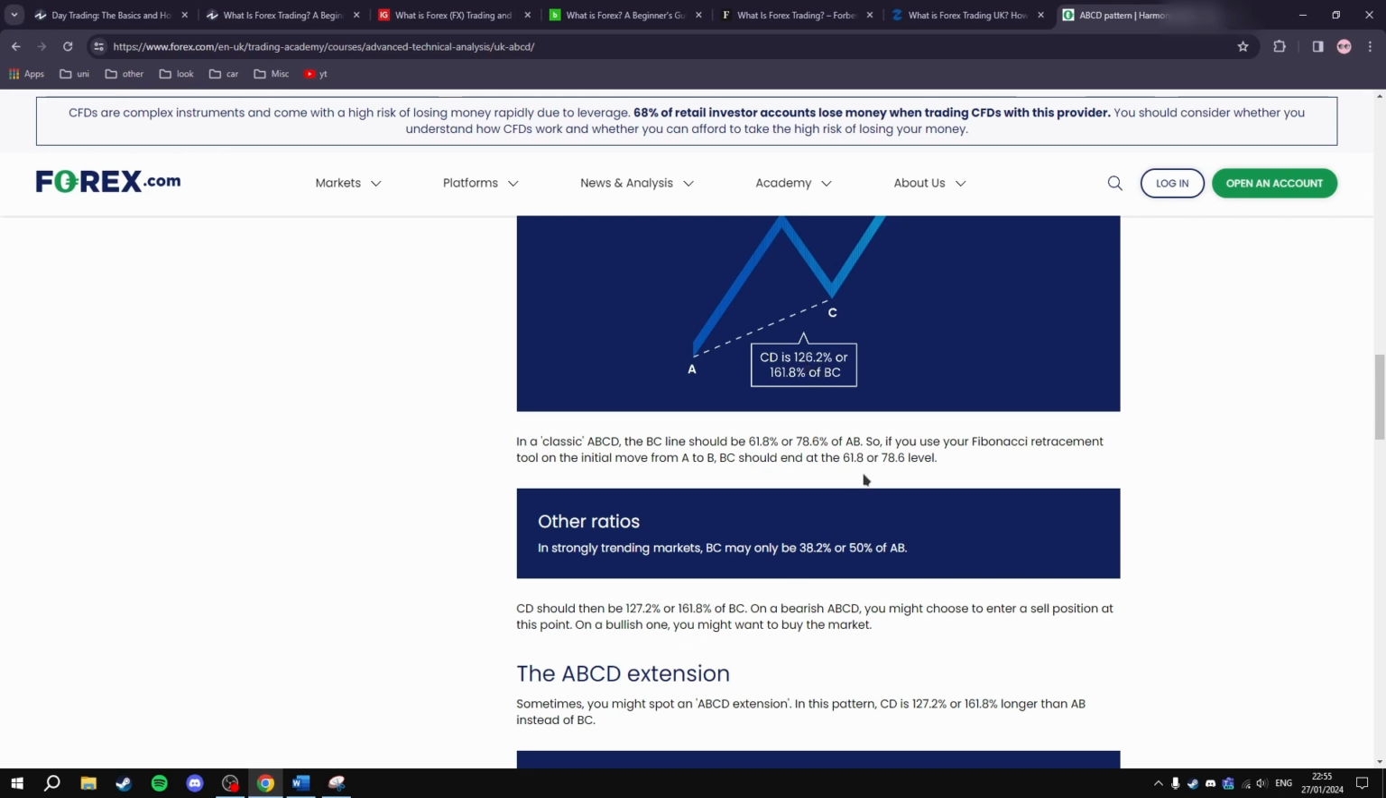On a bearish ABCD, you might choose to enter a sell position at this point, or on a bullish one you might want to buy the market.